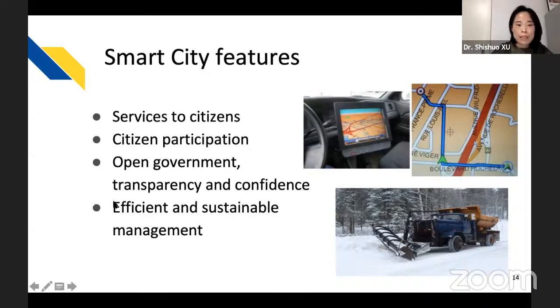The third one is about the environment. It means efficient and sustainable management. This is because the development of a smart city is not possible without a strong environmental component. So these are the smart city features.